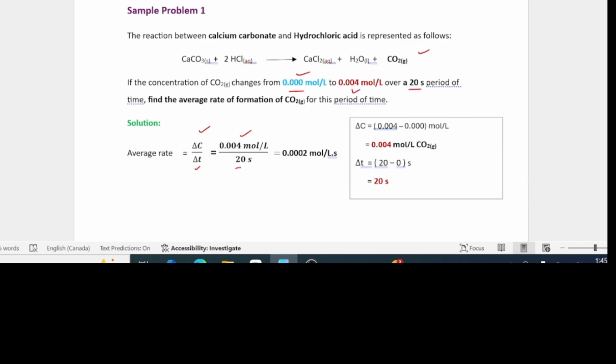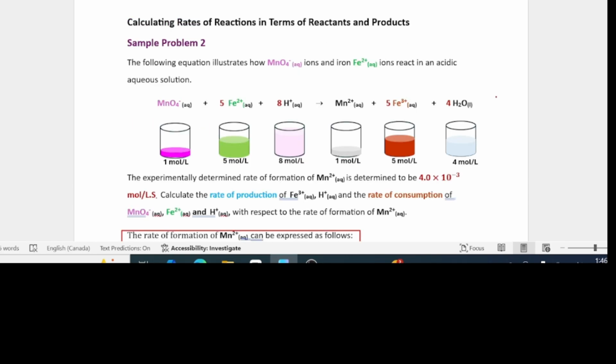And that's your delta T here. And that's your rate of change for carbon dioxide.